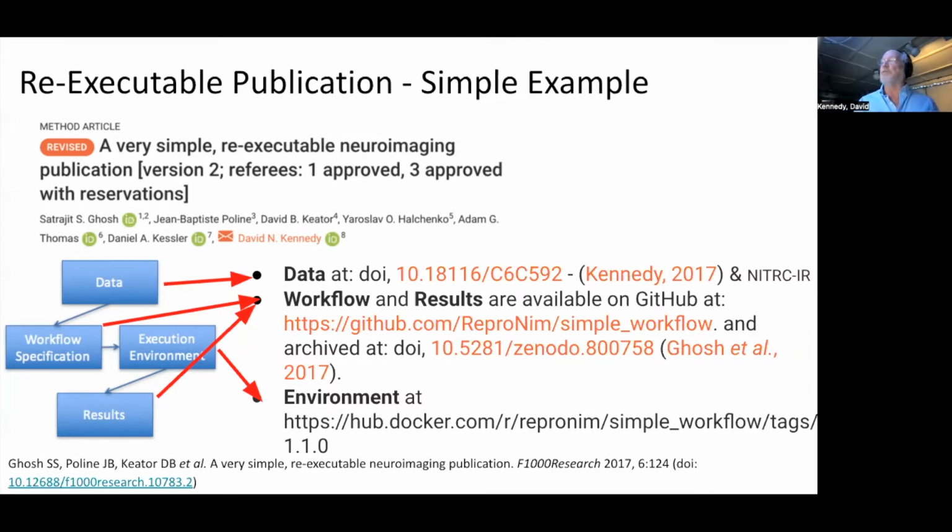and the activities of the authors to make those critical pieces of information available at the appropriate locations. This little example here uses some data from NITRC, which has a DOI and is accessible there. It has a workflow and results that are made available through GitHub in a particular repo, which also has a DOI and a way to cite that particular workflow and results. And it has an execution environment through a Docker container, which is reshareable with the world through Docker Hub.